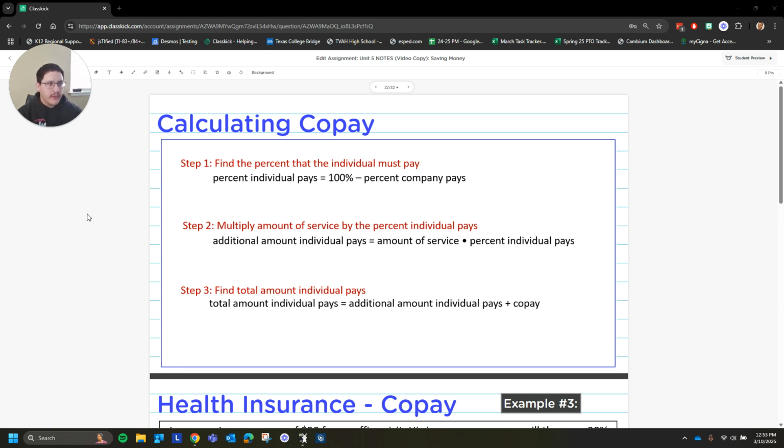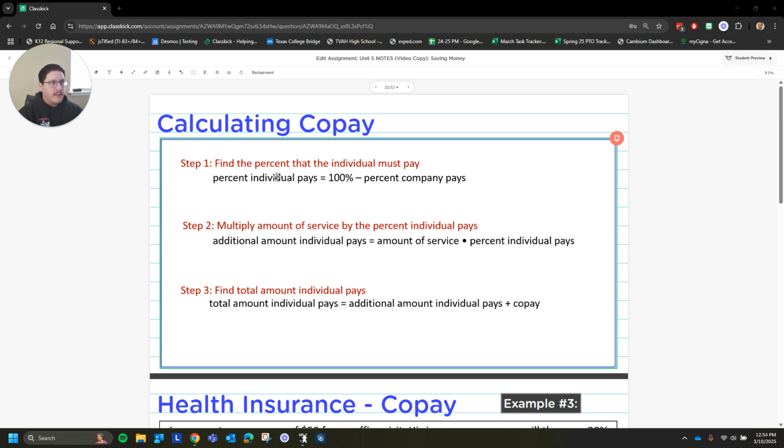Whereas deductibles, you have to pay a certain amount out of pocket first, and then once that deductible is met, insurance will cover a portion, and then you cover the rest. So this is different in that copay, there's a standard fee that stays the same no matter what. And it's usually smaller than a deductible. It depends on the plans that you have, but anyways, let's go through the steps of calculating copay.